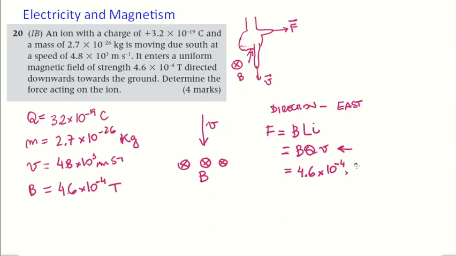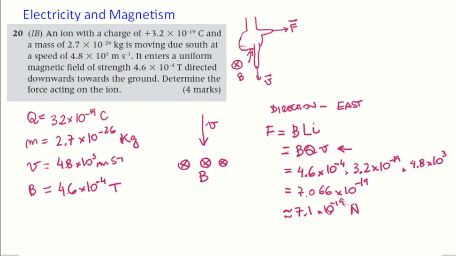So BQ, Q here is 3.2 times 10 to the negative 19, times our velocity, which is 4.8 times 10 to the power 3. If we put all of those numbers in our calculator, it would be around 7.065 times 10 to the negative 19. We would expect this to be a very small number because this is negative 4, this is positive 3, this is negative 19. Up to two significant figures, it would be around 7.1 times 10 to the negative 19. Since this is a force, newtons. And that's it.